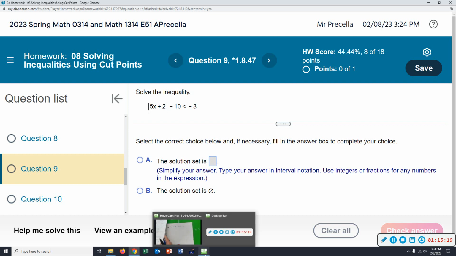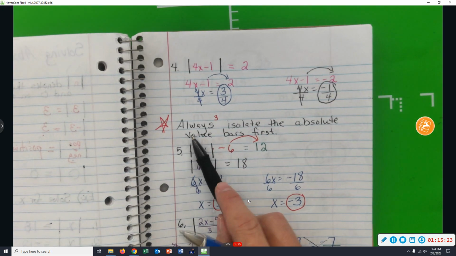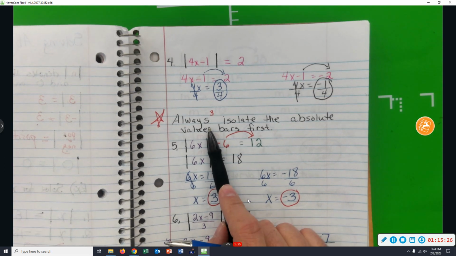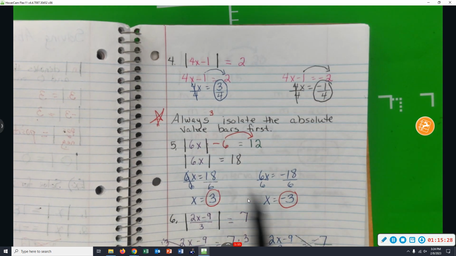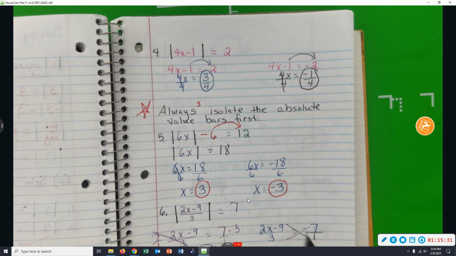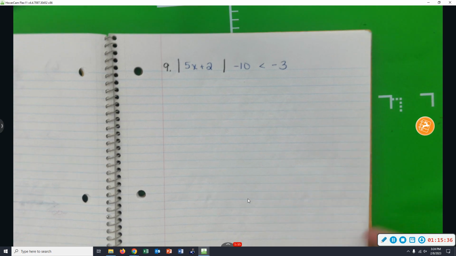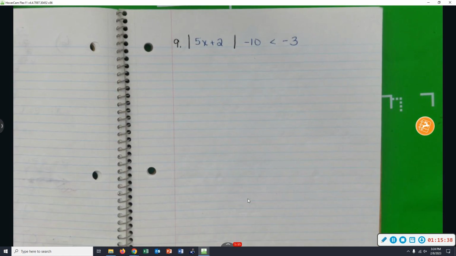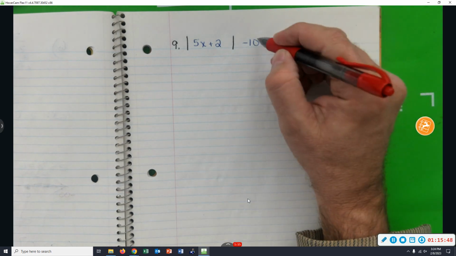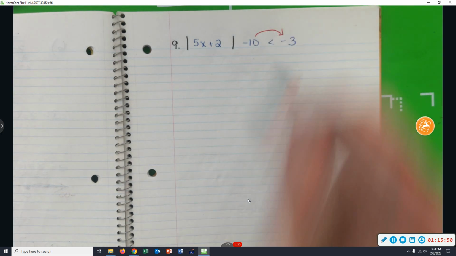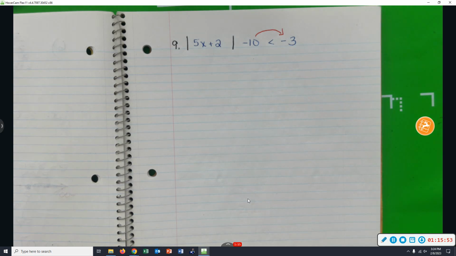Have you written it down? I said I was going to let you do it, and I'm still here talking and talking, so I'll be quiet. Always, always, always isolate the absolute value bars first. Like over here, we had to move the 6, and there were some other ones. Before you do anything, if you have absolute value bars, the first thing you always do is isolate it. In that case, I'll add 10 to both sides.